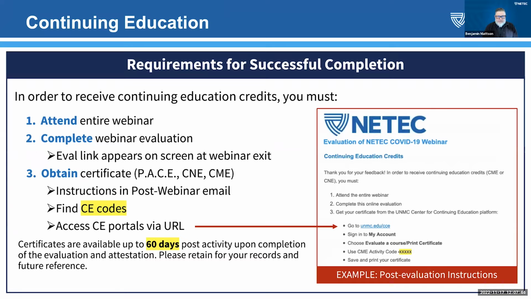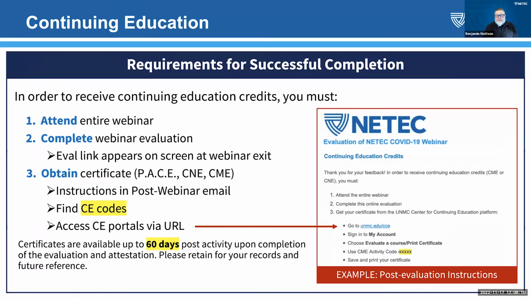Now, in order to obtain your CEs for this webinar, we just have a few things for you to do. Number one, you need to attend the entire webinar today. At the conclusion of the presentation today, when we sign off, you'll have an opportunity to take a SurveyMonkey survey. There'll be a link that's generated at the conclusion of the webinar in Zoom for you to click to access that survey. We need you to complete that survey. You'll have 10 days to do so.